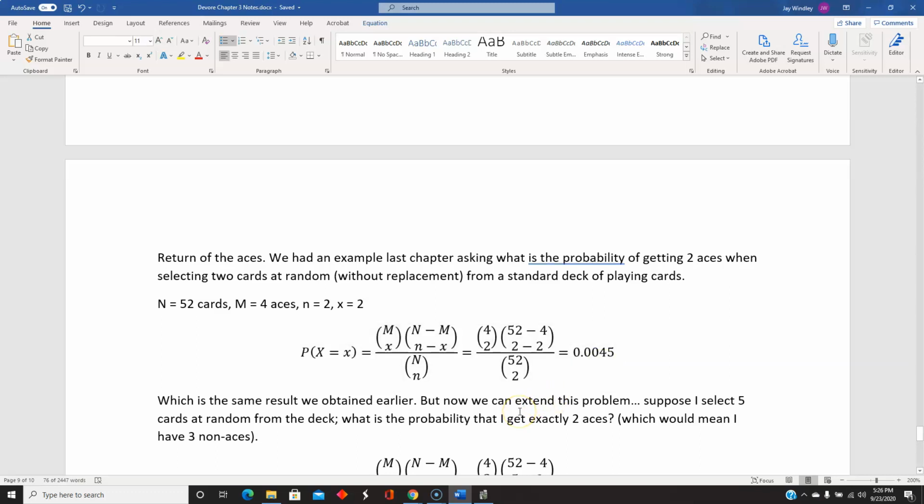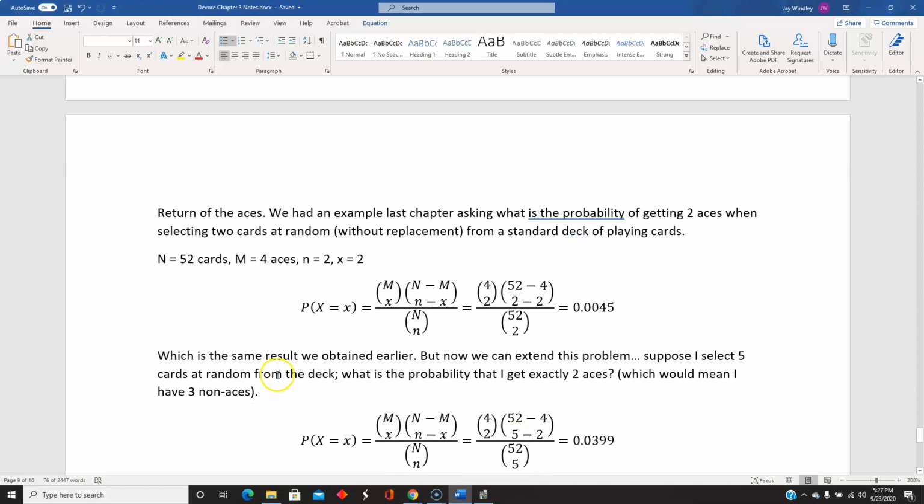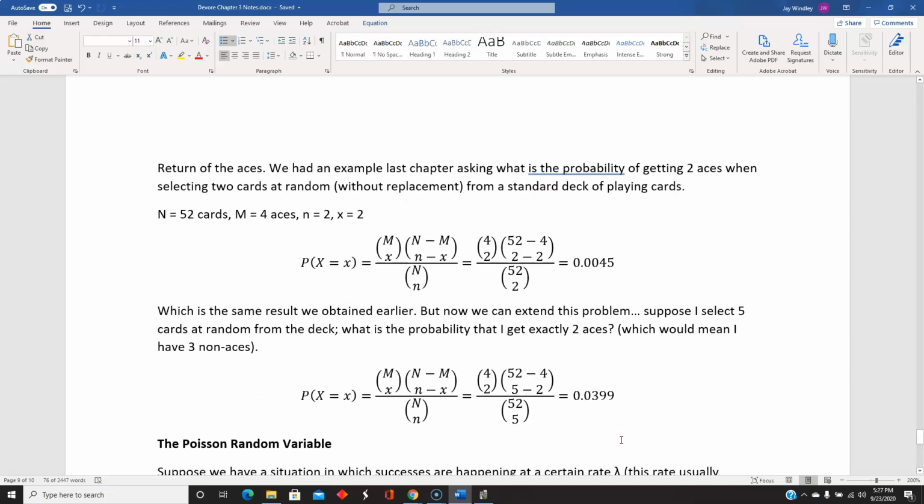But what's interesting is we can now easily extend this to other problems. What if I select 5 cards from the deck, and I want to know the probability that I get 2 aces? So now, of the 4 aces, I need to choose 2. Of the 48 non-aces, I need to choose 3. And then the denominator is, out of 52 cards, I'm choosing 5. So that all comes out to be about a 4% chance of getting 2 aces when 5 cards are selected at random out of the deck.